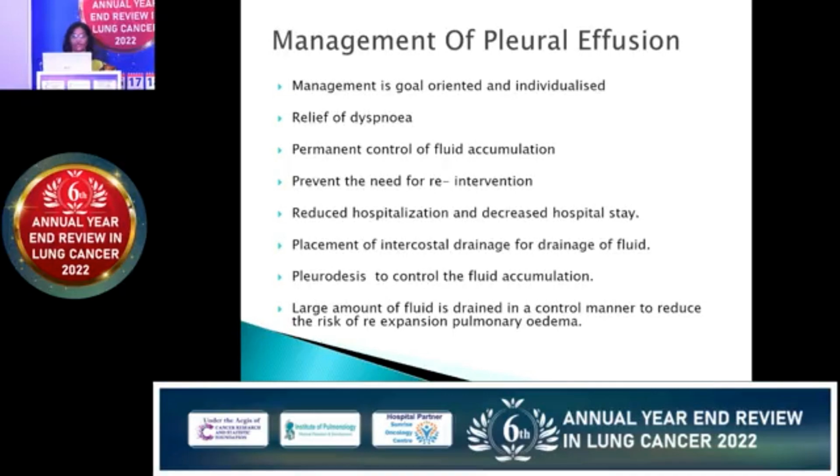Placement of intercostal drainage for drainage of fluid. Pleurodesis to control the fluid accumulation. Can you tell me what do we use for pleurodesis in our hospital?